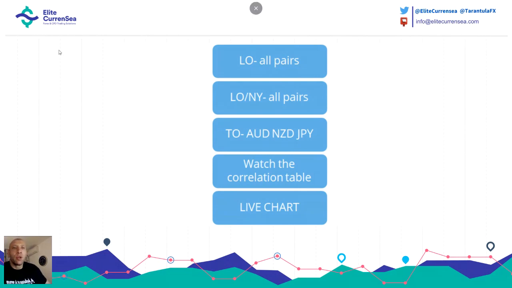During the London session, you can trade all pairs. But of course, place a special focus and have in mind that Euro, GBP, and dollar are most volatile. So Euro, dollar, and GBP crosses. For volatility measurement, guys, you use the ATR indicator. I will show you that in a minute. So London, it's all pairs. London and New York, it's also all pairs. Then for the Tokyo session, you focus on Australian dollar, New Zealand, and Japanese yen crosses. Try to watch the correlation table, okay? It's important.